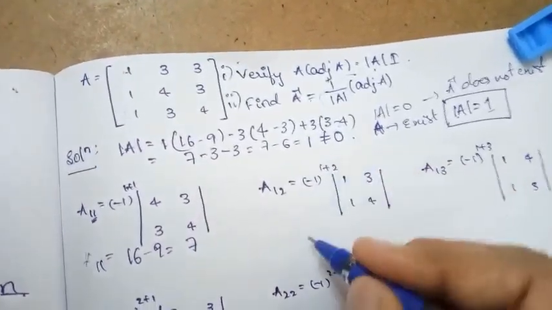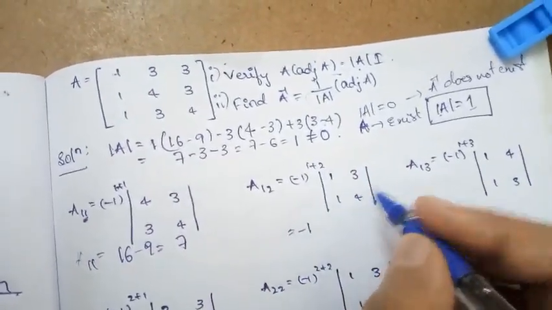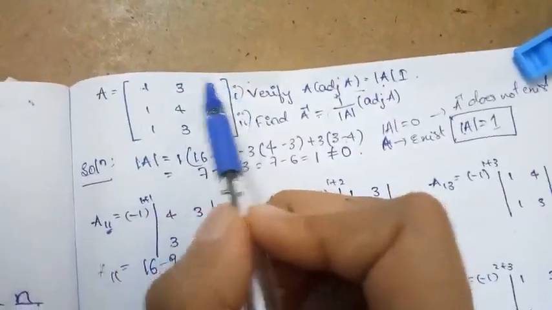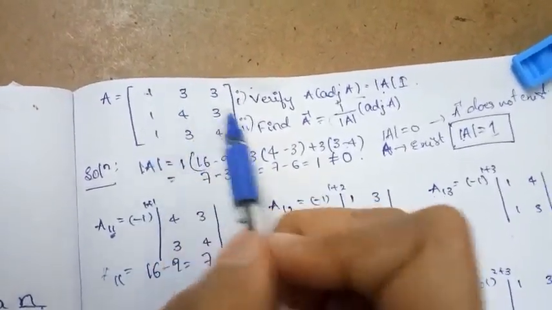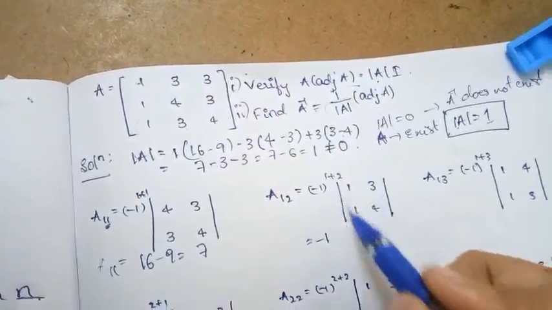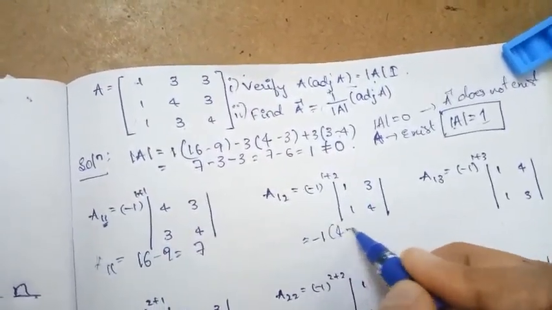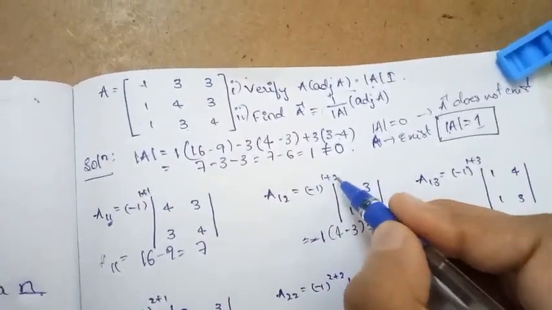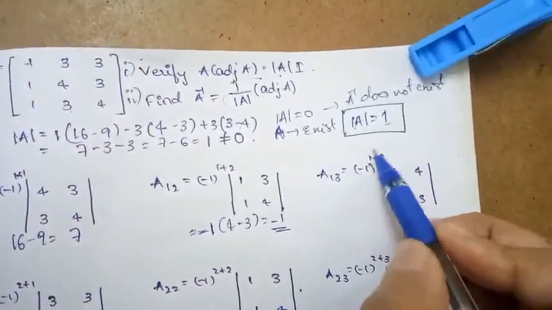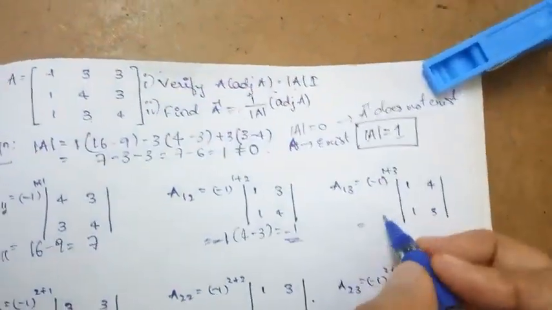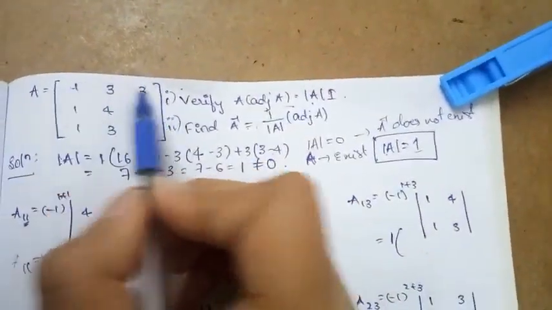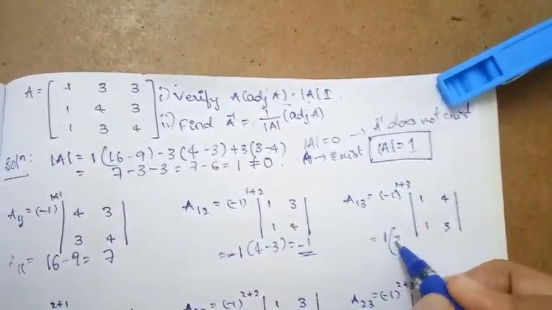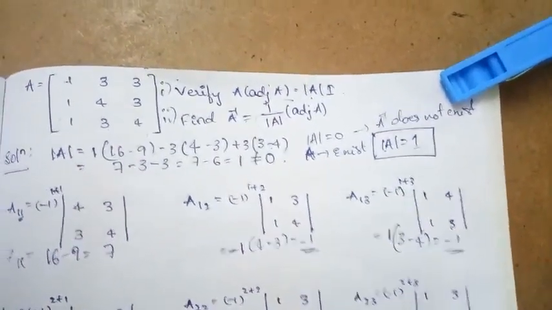Next, here we have minus 1 to the power 1 plus 2, the cofactor of A12, which is an odd power. Deleting the row and column containing the 3, what remains is 1, 3, 1, 4. The value of this determinant is 4 minus 3, which is 1, and because of the minus sign it is minus 1. Again, minus 1 to the power 1 plus 3, the third position's cofactor, has value 1. Deleting the row and column containing that third element, the remaining elements are 1, 4, 1, 3. The value is 3 minus 4, which is equal to minus 1.